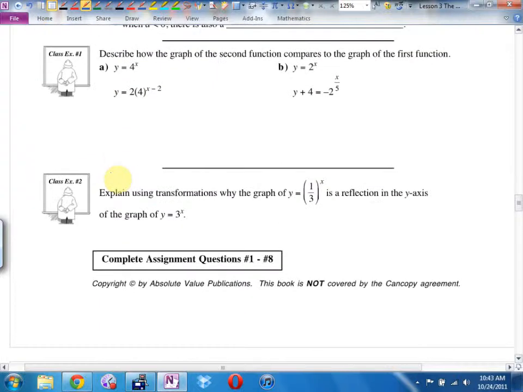Example 1 says, describe how the graph of the second function compares to the graph of the first function. So here's my first function. This is an exponential graph. Looks something like this. How has this graph been moved? I see a 2 in front of everything. Vertical or horizontal, and how do I know without hesitating at all? Why do I know it's vertical? If it was horizontal, where would it be? There is exponent. Vertical what? What's that 2 do?